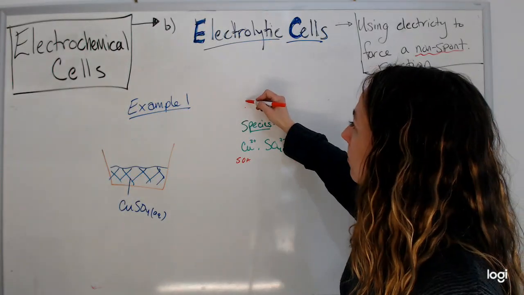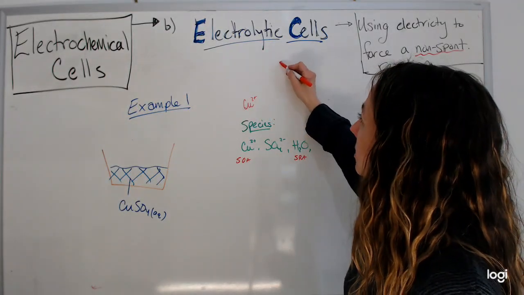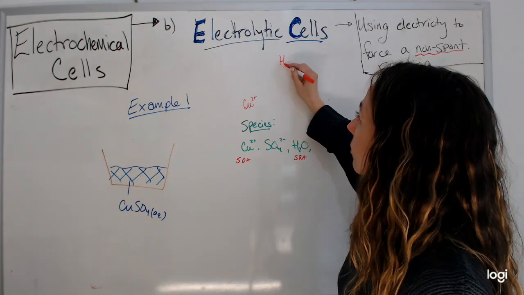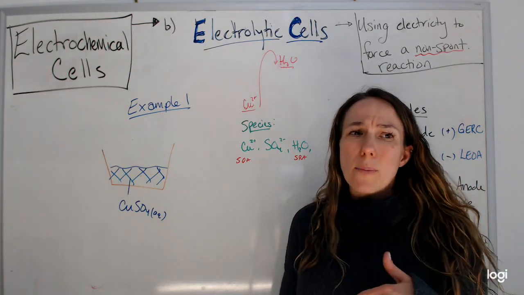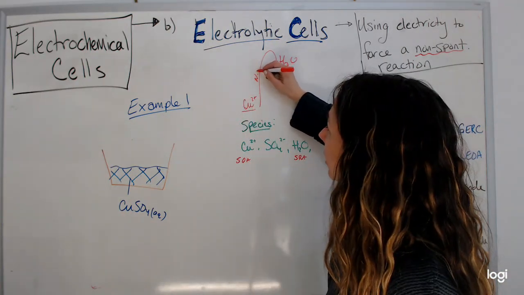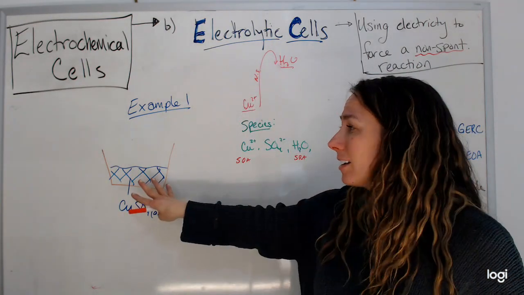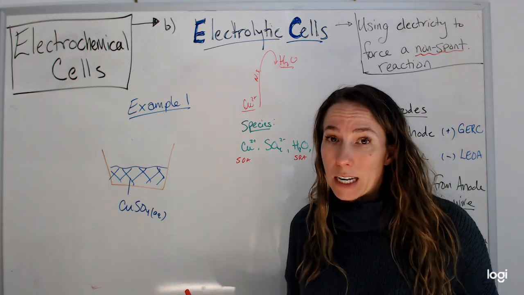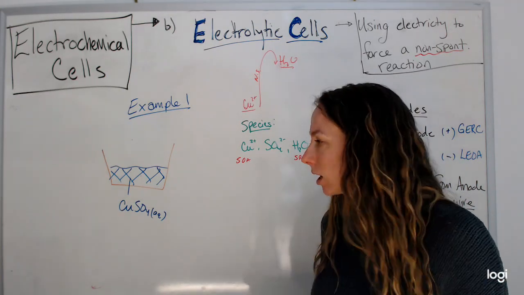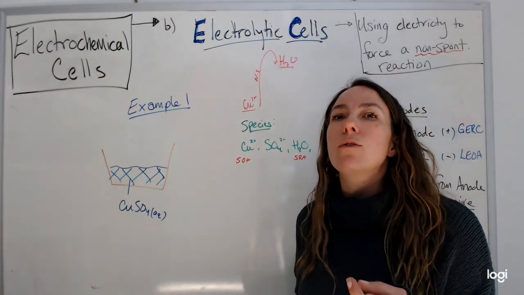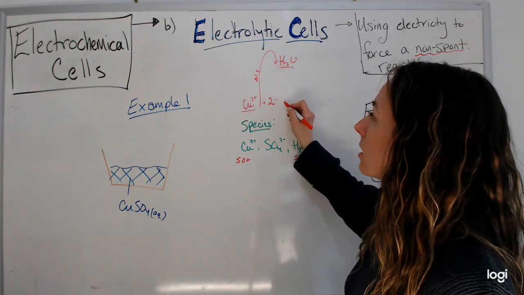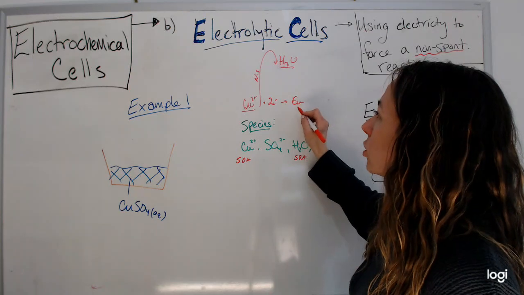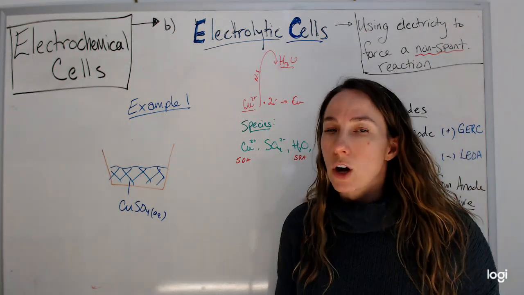And when I look it up in my data booklet, copper 2+ and water for my reducing agent are like this. That waterfall is going way uphill. It is really, really, really non-spontaneous. Nothing's going to happen. Non-spontaneous. Just sits there. Okay? But there is a way to force the reaction to happen. There is a way to force that copper to pick up those two electrons and become copper solid.